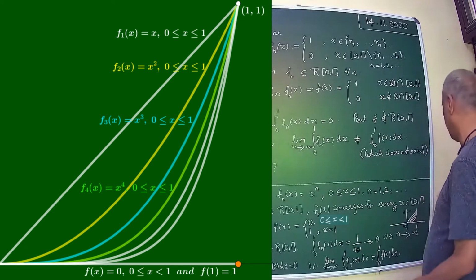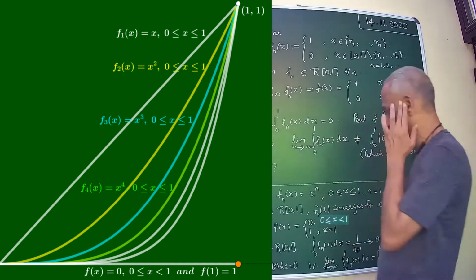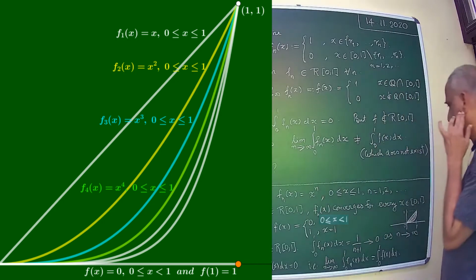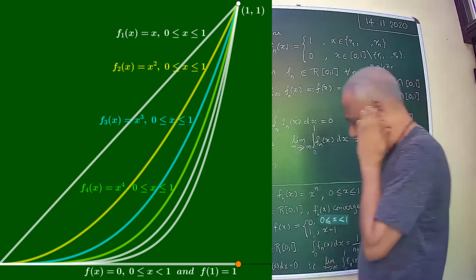And eventually what happens is, in the limit, this sequence of functions goes to 0 on the interval [0, 1], except at the point 1. At 1 it is a constant sequence and it's equal to 1. Okay? So it goes to a discontinuous function. Nevertheless, there is discontinuity only at one point.